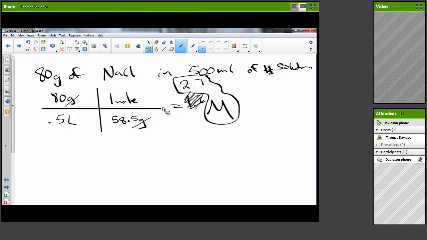Okay. All right, 2.7 molarity. Who had that? Raise your hands. Okay. You do not have to do it in a picket fence.